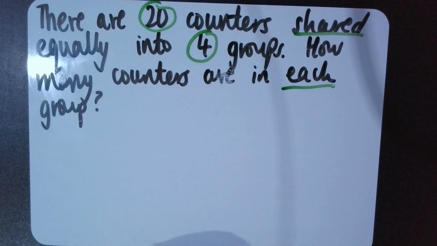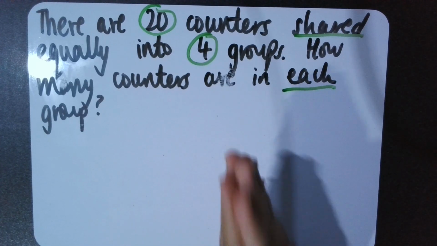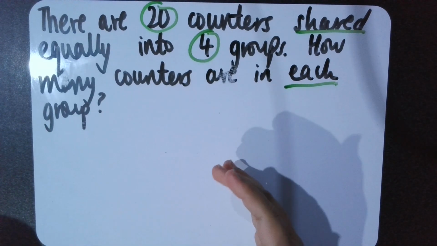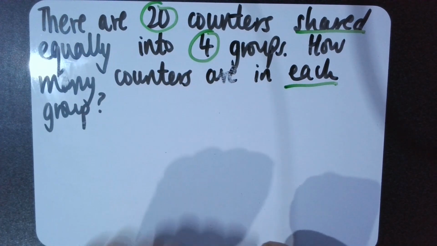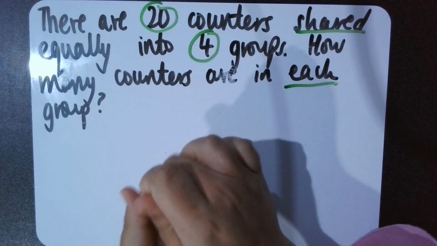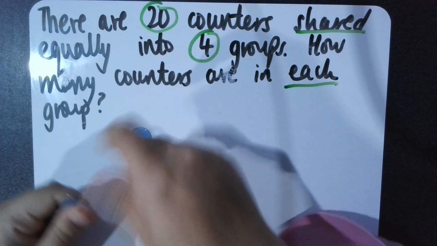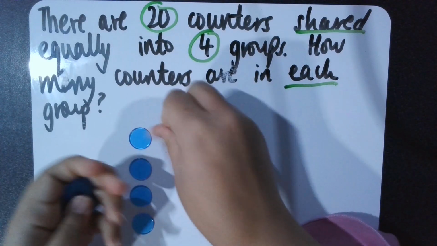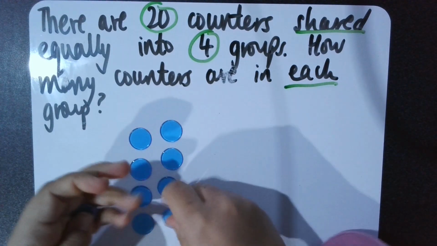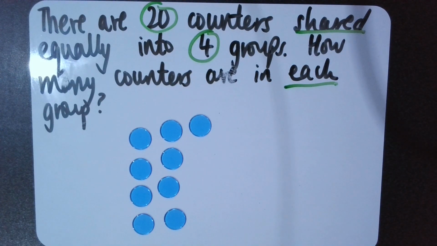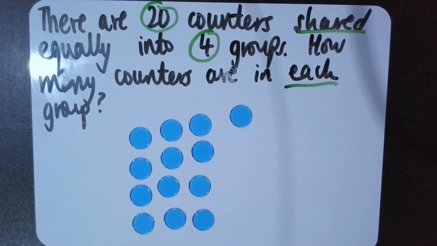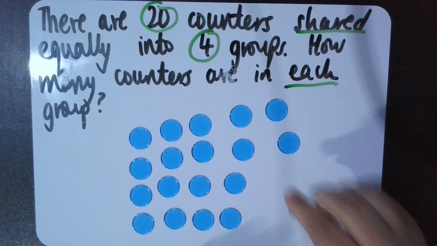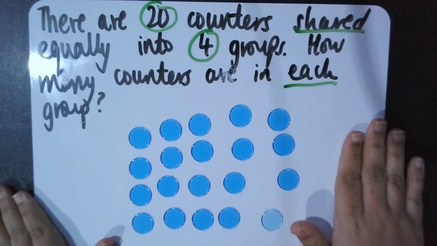Okay. I'm actually just going to take the same steps that I did before. The first thing I'm going to do is count out 20 counters. I'm going to get my whole ready. 1, 2, 3, 4, 5, 6, 7, 8, 9, 10, 11, 12, 13, 14, 15, 16, 17, 18, 19, 20. Okay, I've got my 20 counters.